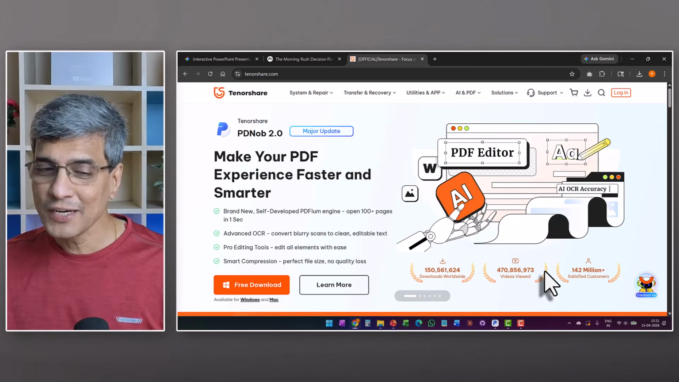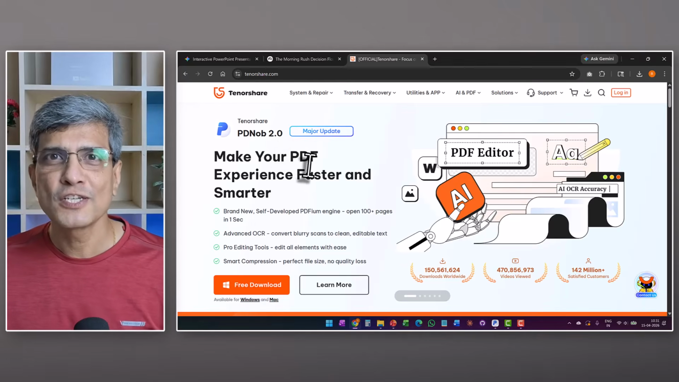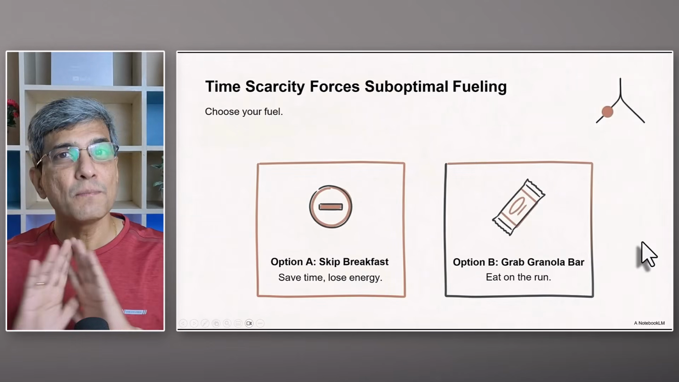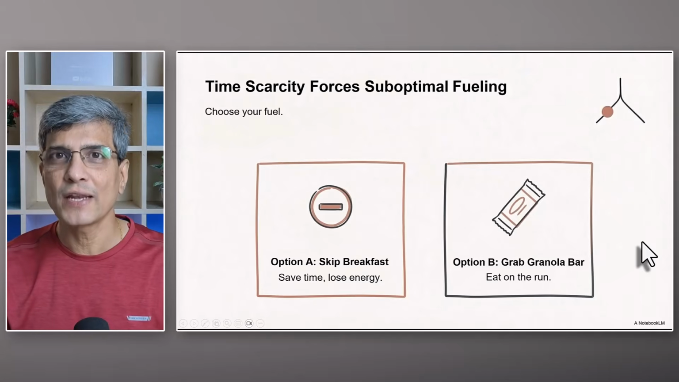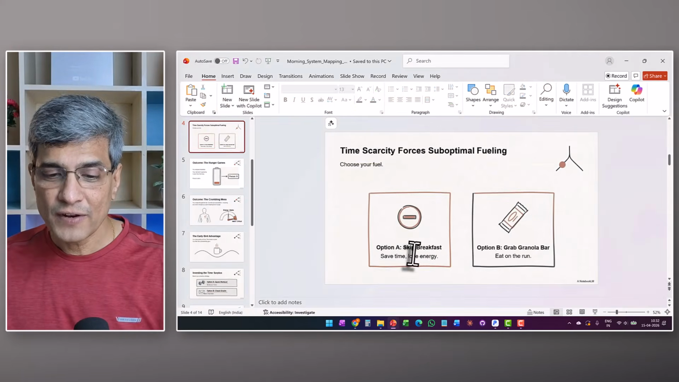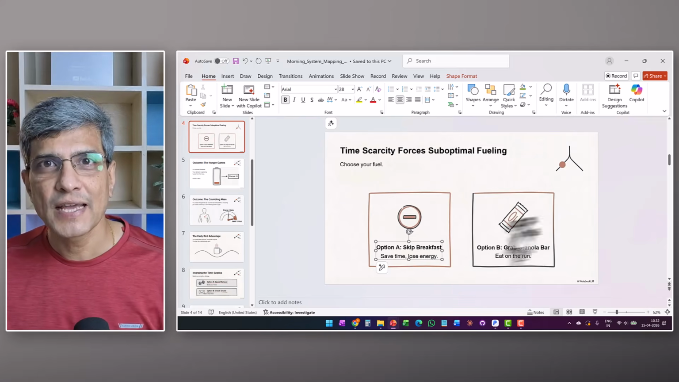And an important thing to note is that this 2.0 version of PDNob is fairly accurate. As I had shown you just now, it is almost impossible to distinguish between a slide where the OCR is done and the one where the OCR is not done. The only difference is now you have the option to work with the text the way you want.